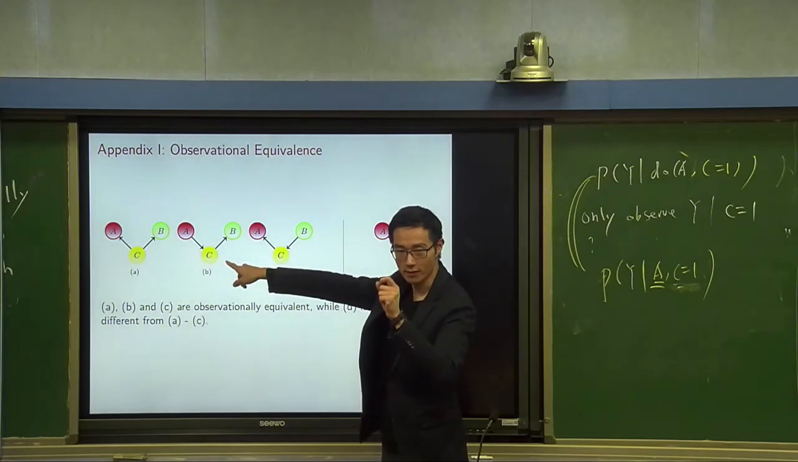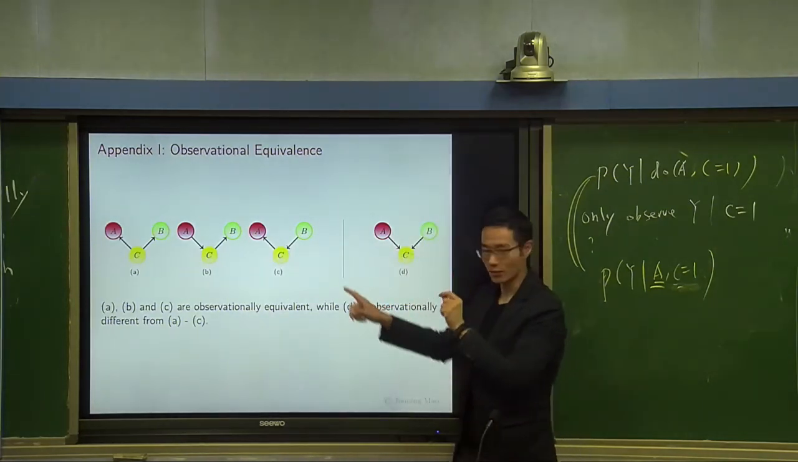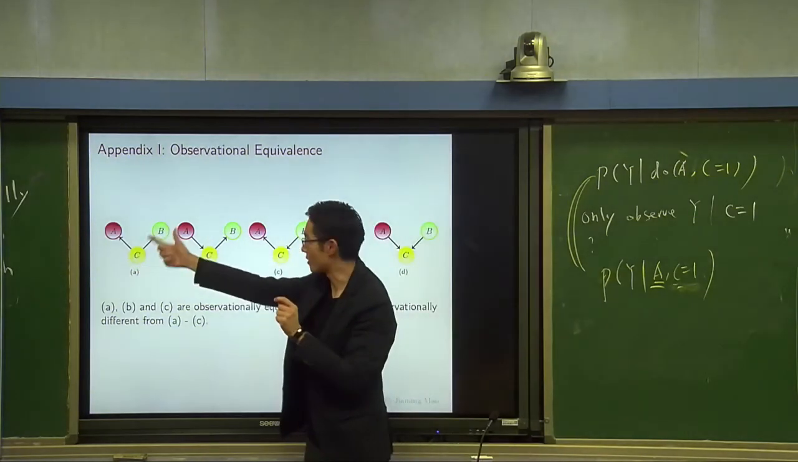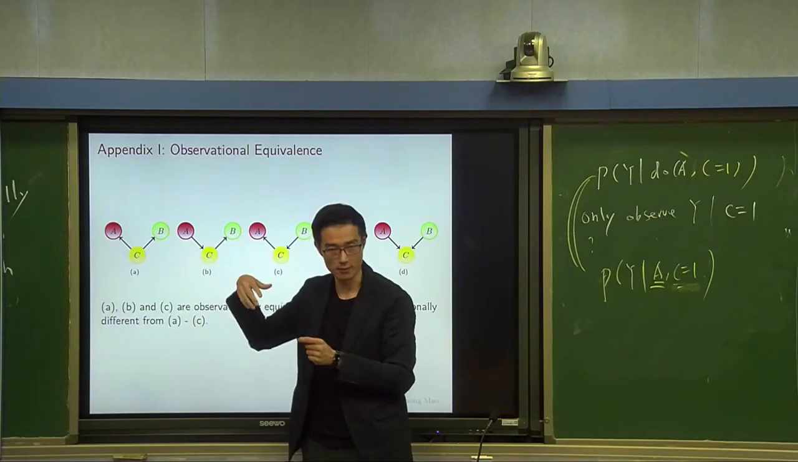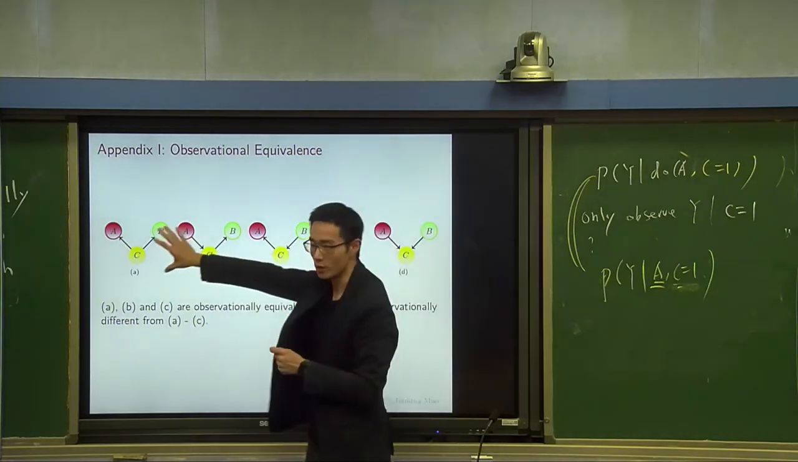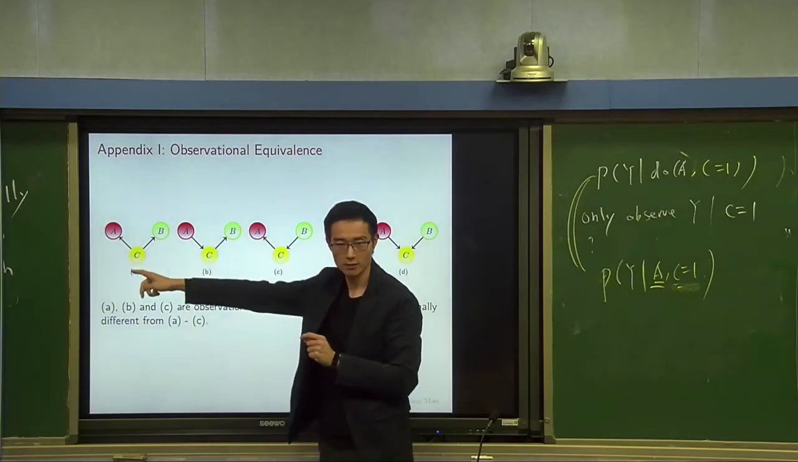So these three have zero immoralities. This one has one immorality, right? So they have the same set of immoralities, and they have the same skeleton. Skeleton means just removing all the arrows. They look the same, right? They're the same thing. Okay. So these three are observationally equivalent, meaning that we will never be able to tell them apart.